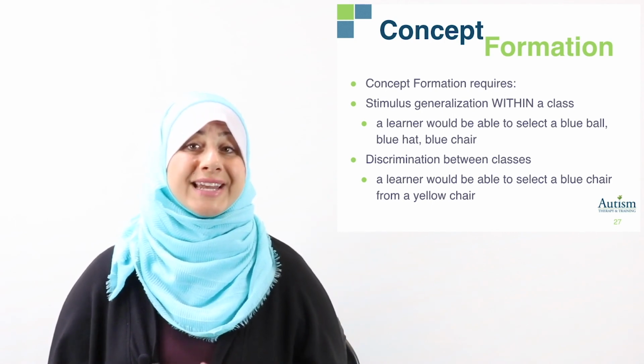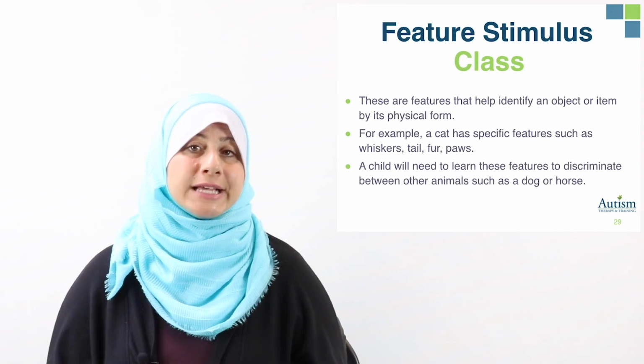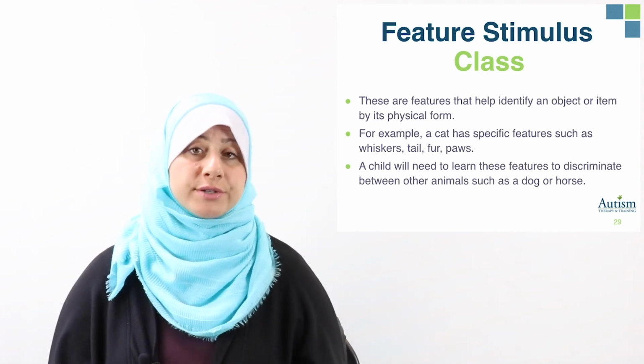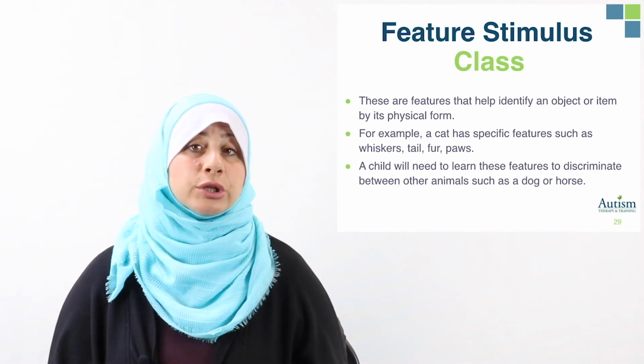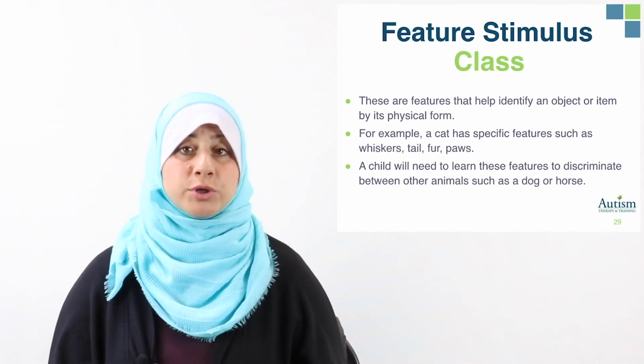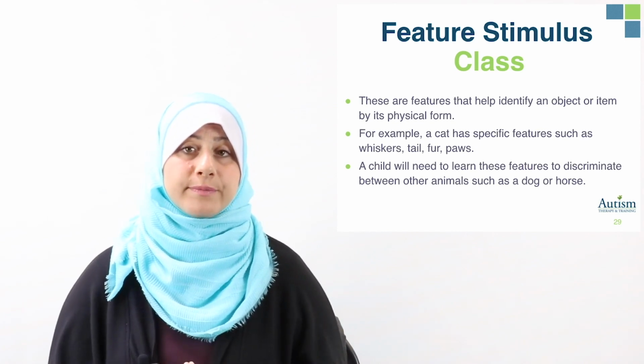These are the features that help identify an object or item by its physical form. For example, a cat has specific features such as whiskers, a tail, fur, and paws. A child will need to learn these features to discriminate between other animals such as a dog or a horse.